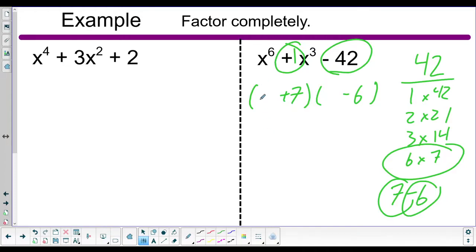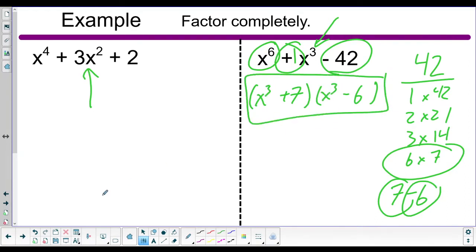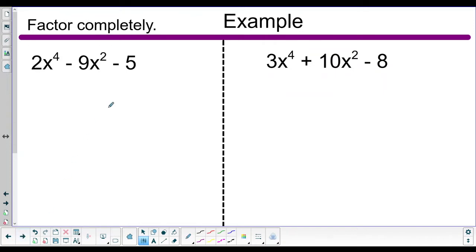And then the two things that are going to multiply to give us x to the 6th, it's actually that thing right there, x cubed. You can always look in the middle. That'll tell you what goes in the front. So these are going to be x cubes. All right, there we go. There's our answer.